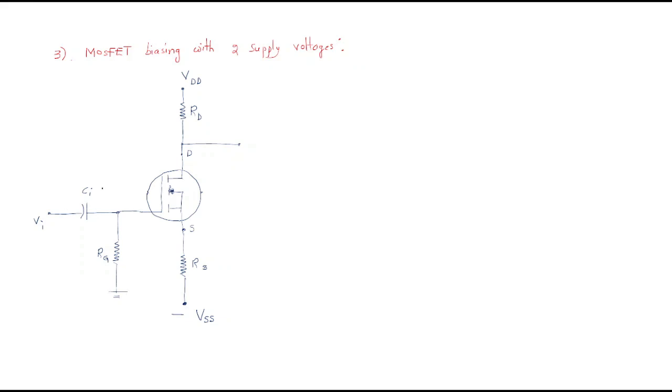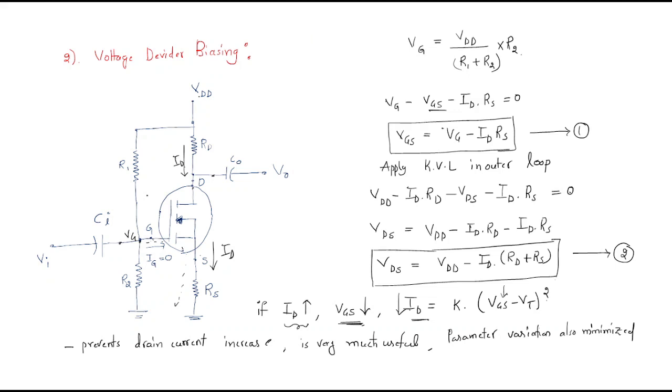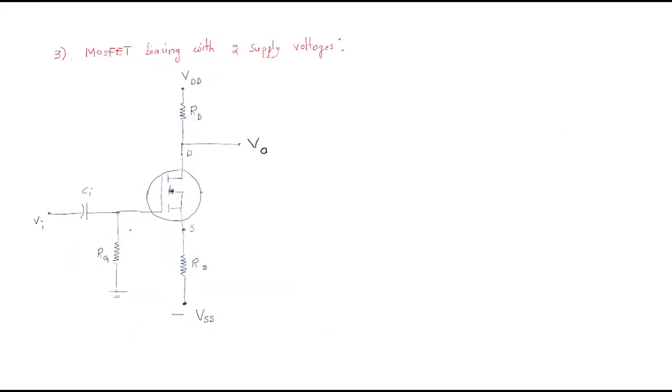We have the input, we collect the output from here, and here we have RG. So we are providing a gate resistance here. This is also a good technique. What is the application of this RG? RG provides high input impedance. It is also very good, and we have very good applications by this biasing technique.